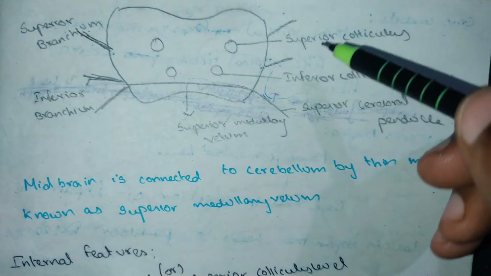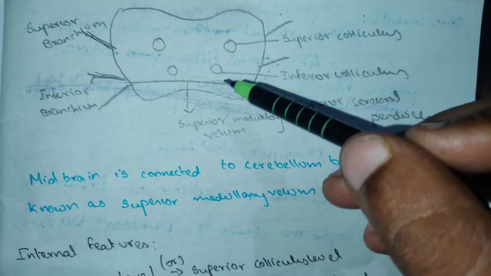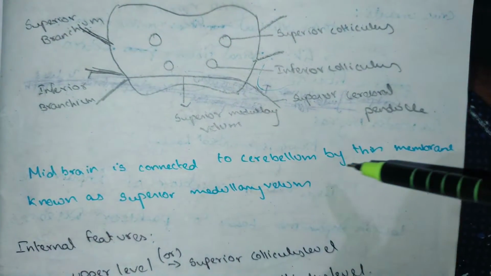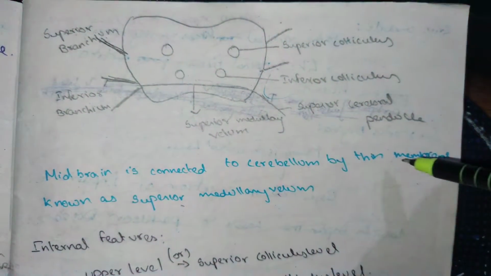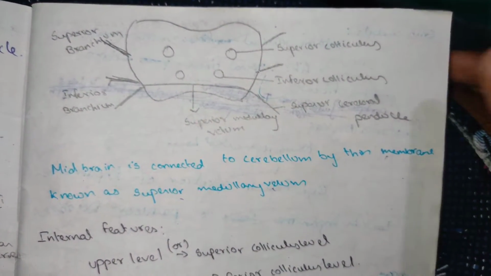This is the superior brachium and the superior colliculus, and this is the inferior brachium and the inferior colliculus. The midbrain is connected to the cerebellum by the superior medullary velum, a thin membrane.